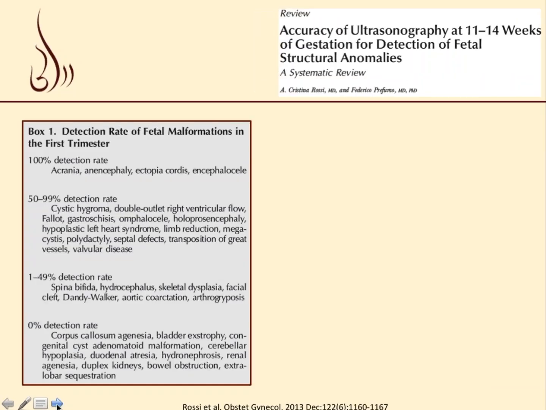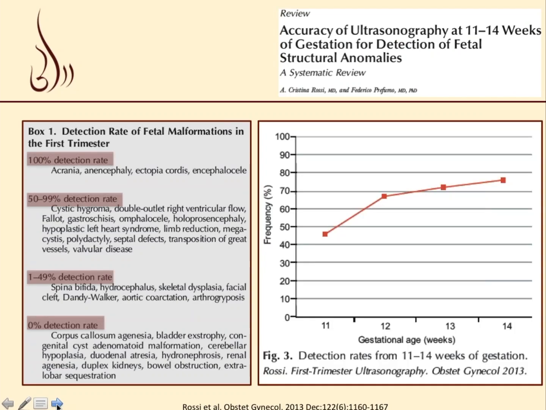So with respect to Rossi's group, they divided the anomalies based on the percentage based on the area in question. For instance, acrania could be detected 100% of the time versus agenesis of the corpus callosum, which was detected 0% of the time. And intuitively, as gestational age increases, our ability to detect abnormalities increases.